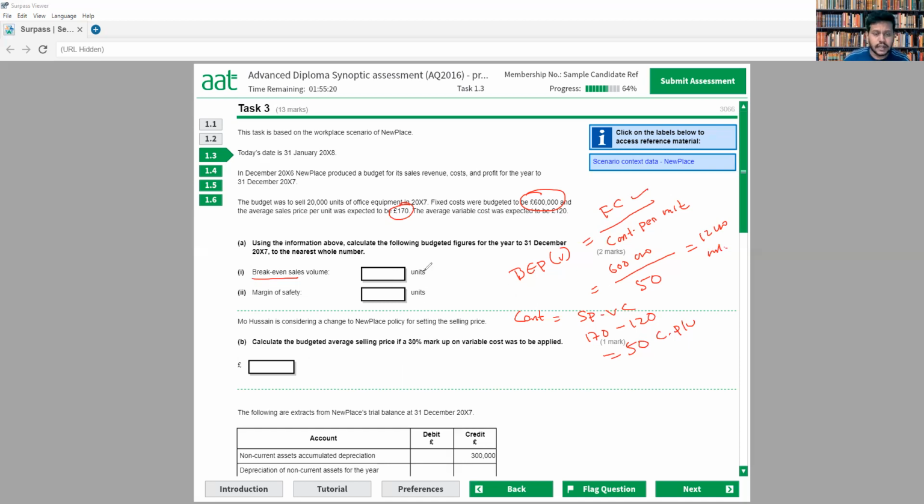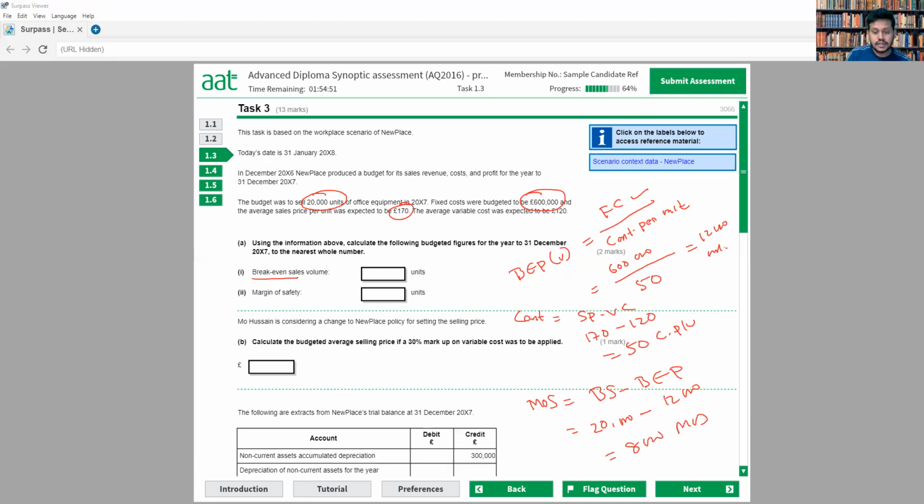And the next one is they're asking for the margin of safety. That's quite simple. MOS, or margin of safety, means budgeted sales minus BEP. Budgeted sales minus break-even point. So budgeted sales, we have 20,000 units. So 20,000 is the plan budgeted, and the break-even is 12,000. And the difference is 8,000. That's my MOS, margin of safety.